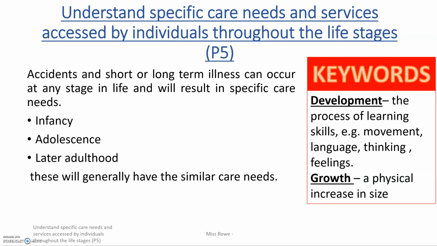Okay, so what do you need to do? For P5, you need to outline one health and social care service typically accessed at each life stage. All this page is saying is that generally infancy, adolescent and later adulthood have similar care needs. So when you're a baby or when you're going into a care home, you might have quite similar care needs. That's all this is saying, so you don't have to worry about that. I'm going to go through the 6 life stages with you now.